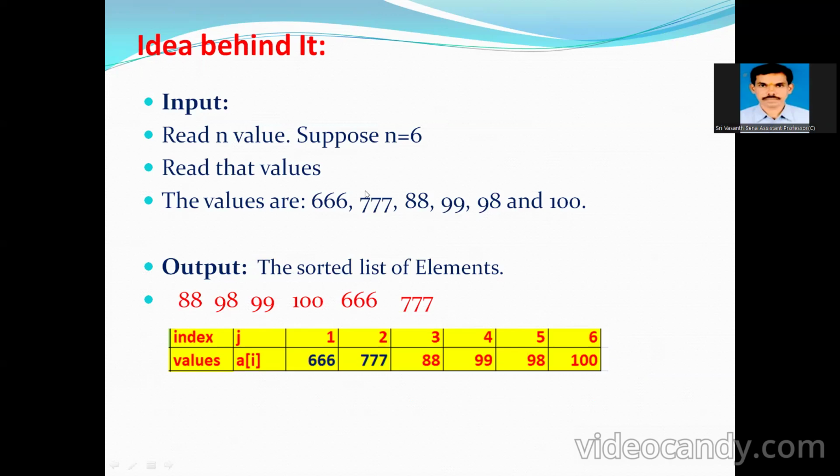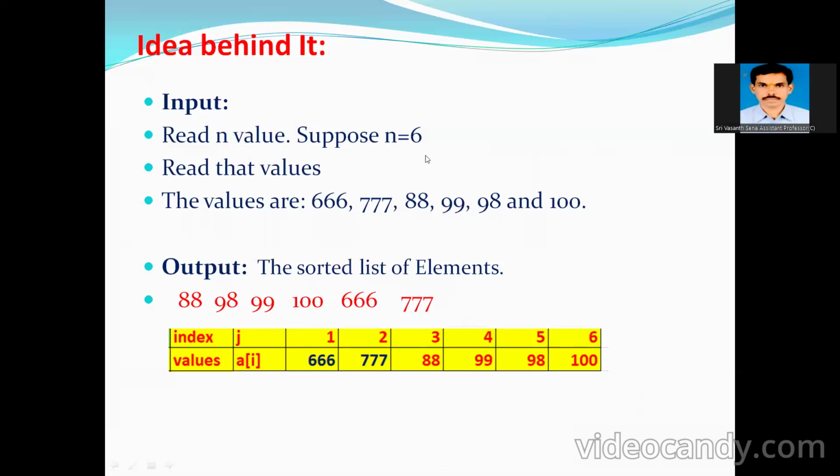So for that purpose, once we are reading the number of elements 6, we are storing these values in an array, a one-dimensional array, A of I. So always I comma j will refer to the indexes here. In Raptor, the index starts with 1: 1, 2, 3, 4, 5, 6. So these are the indexes. The values at those memory locations are 666, 777, 88, 99, 98, 100. In this way, the given list of elements is stored in this array.